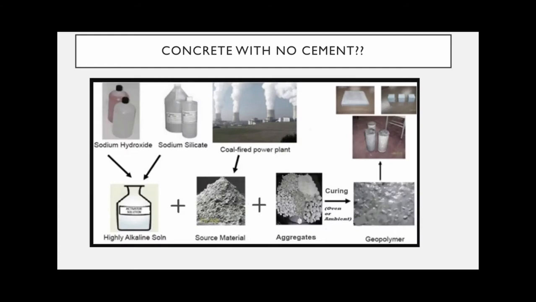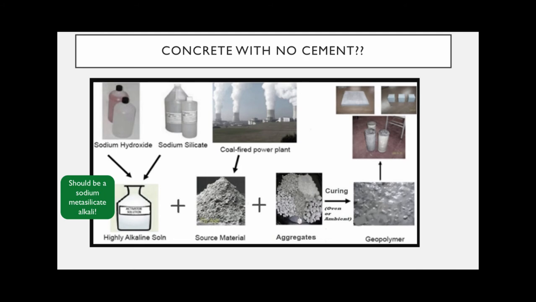And so we now know our source material isn't just from coal-fired power plants, but could be the granulated blast furnace slag or this kaolinite clay. But then we also need this highly alkaline solution, and you see the sodium hydroxide and sodium silicate ingredients mixed together. What we're really looking for is a sodium metasilicate alkali.